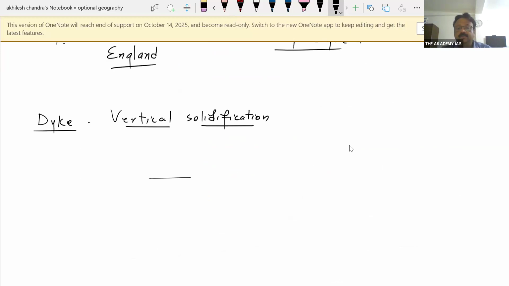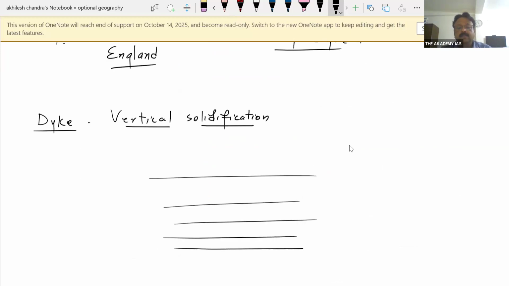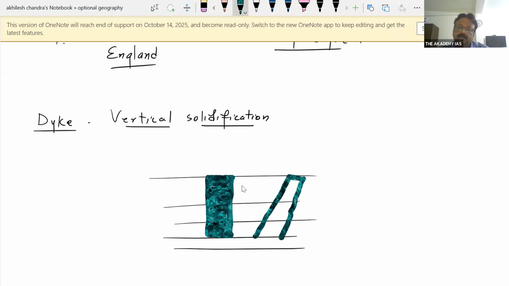So vertical solidification. These are the crustal rocks. When the magma comes out and gets solidified vertical to the crustal rocks, it may be vertical like this, or slightly tilted, maybe like this. So vertical solidification of magma with respect to the crustal rocks is called a dike.